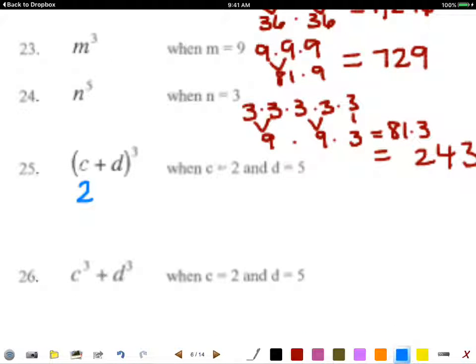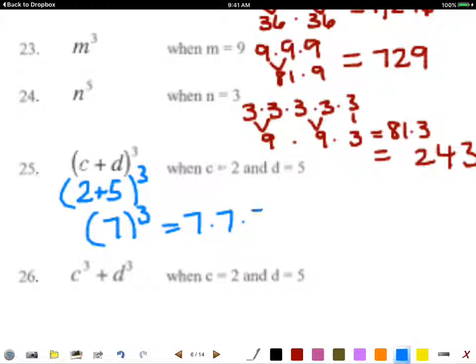If C is 2 and D is 5, then we have to add those first, and then we'll cube it. So that's 7 to the 3rd power, which is 147. Who said that? The little genius over in the corner. What was the number?